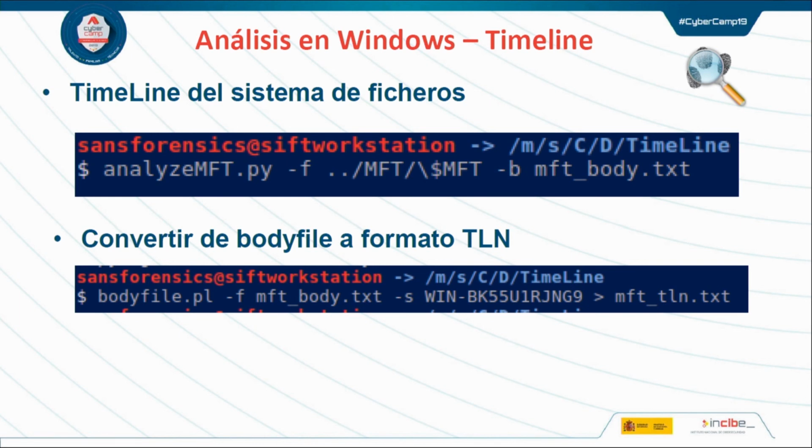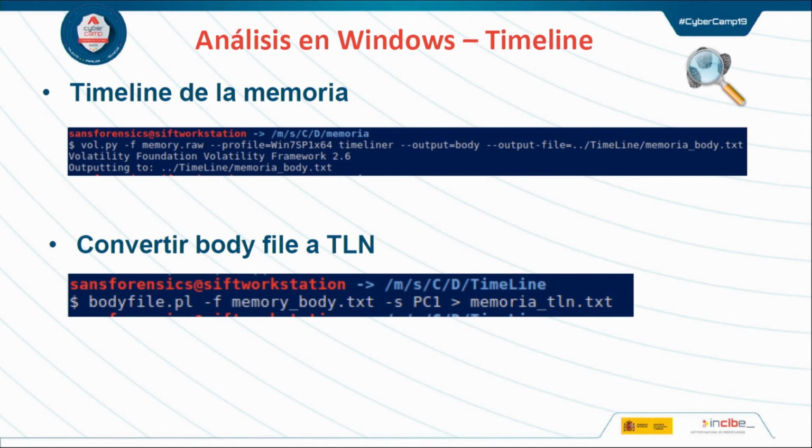So analyzeMFT will give us the output in body, but then we will convert it to TLN with the body file tool. We give it our MFT, which is the result from before, and then we add the name of the machine, and then we save it in TLN format, so that when I have everything from the MFT, Prefetch, the registry, everything has the same format, and then I will have coherence and consistency in the columns for the parsing.